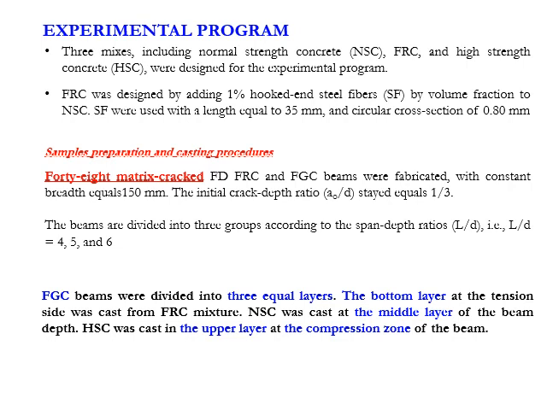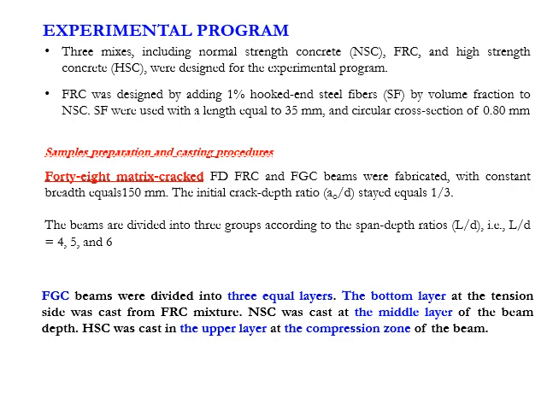Three mixes, including normal concrete, fiber reinforced concrete, and high strength concrete, were designed for the experimental program. Fiber reinforced concrete was designed by adding 1% hooked end steel fibers by volume fraction to normal strength concrete. Steel fibers were used with a length equal to 35 mm and circular cross section.